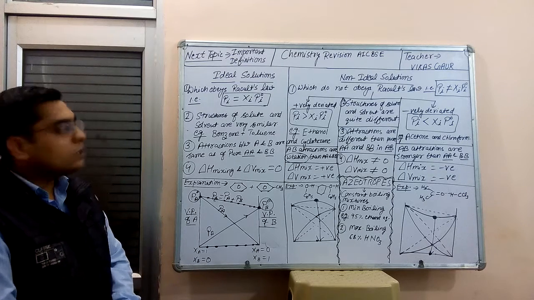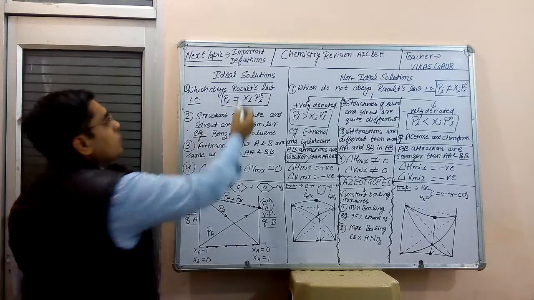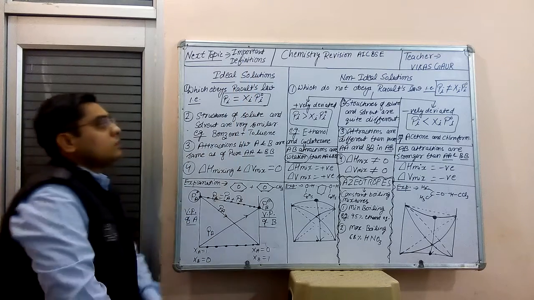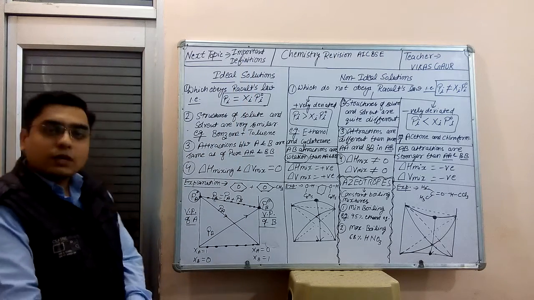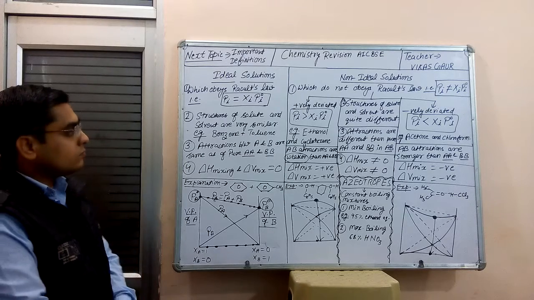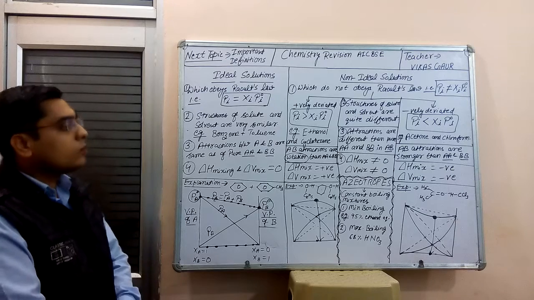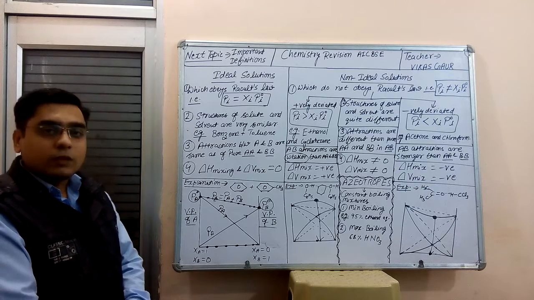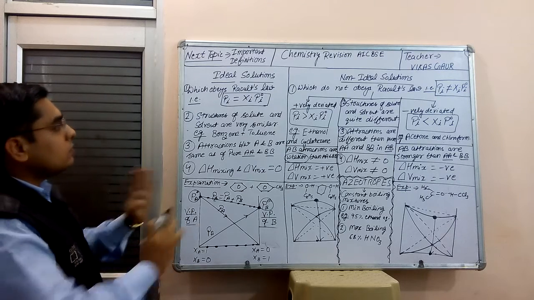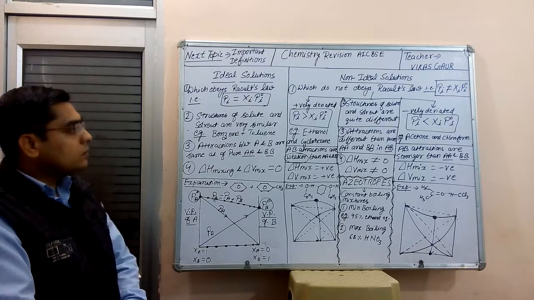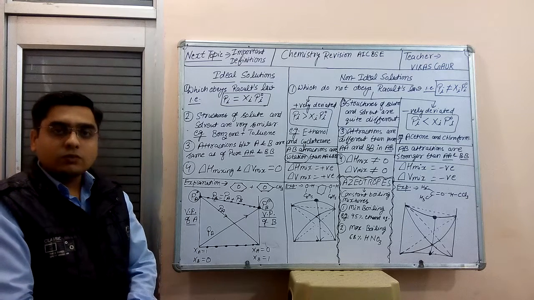So in the next topic we will discuss some important definitions which also are very important for the exam. And the 2 marks question that remains, apart from colligative properties, may come from there. So please revise and I will be back with the next topic.